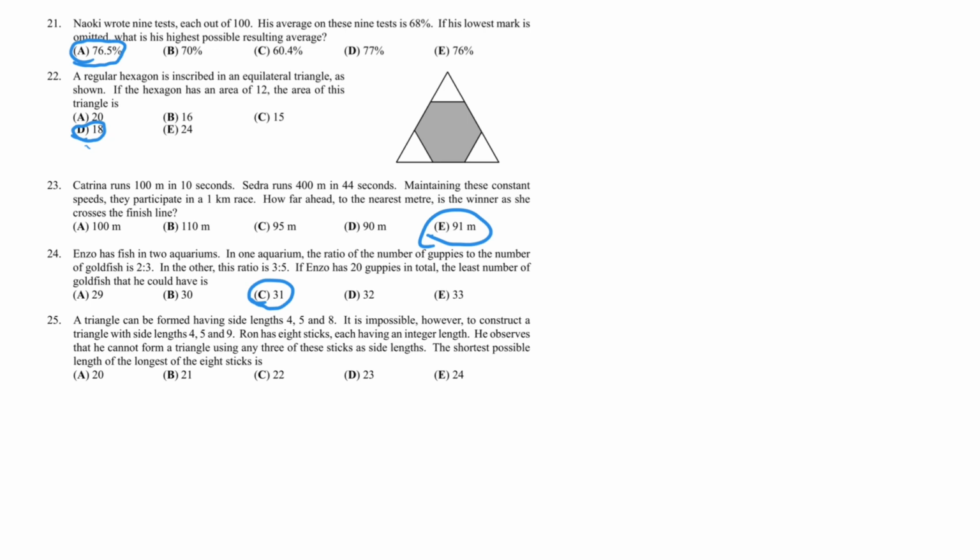A triangle can be formed having side lengths 4, 5, 8. It is impossible, however, to construct a triangle with side lengths 4, 5, and 9. Ron has 8 sticks, each having an integer length. He observes that he cannot form a triangle using any 3 of these sticks as side lengths. The shortest possible length of the longest of the 8 sticks is?